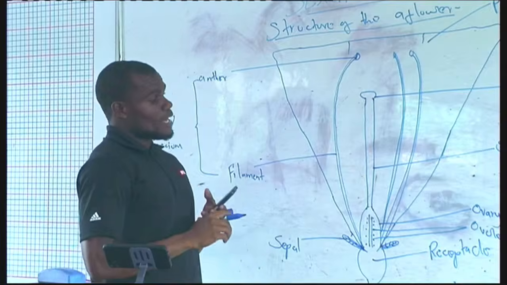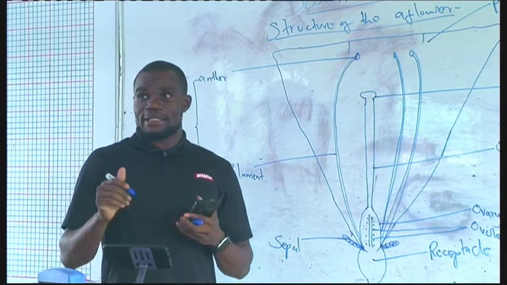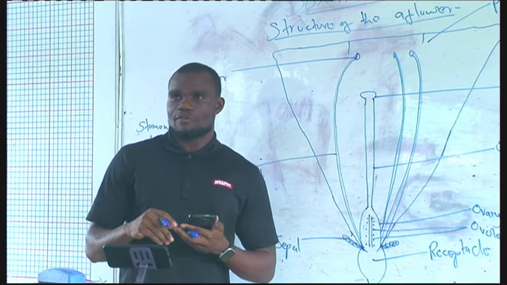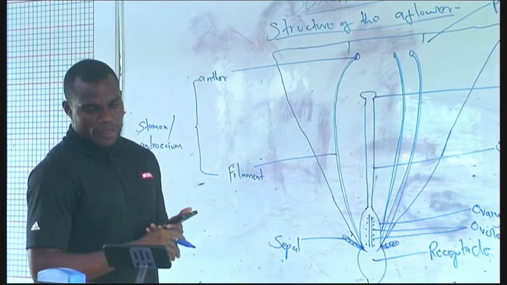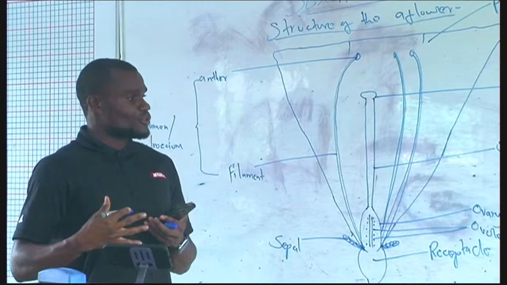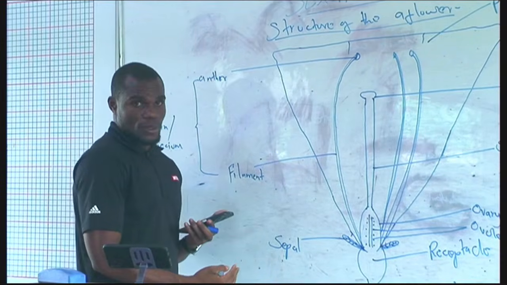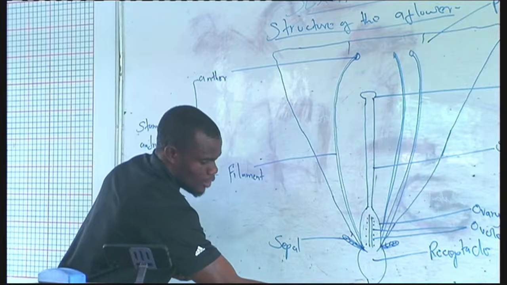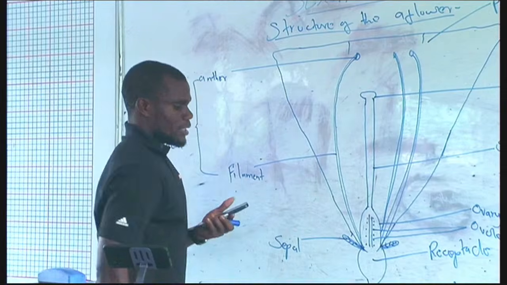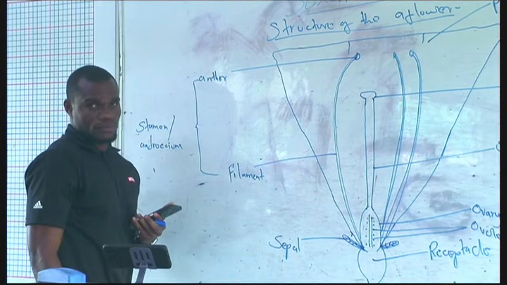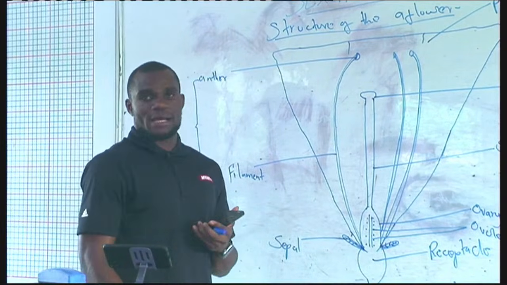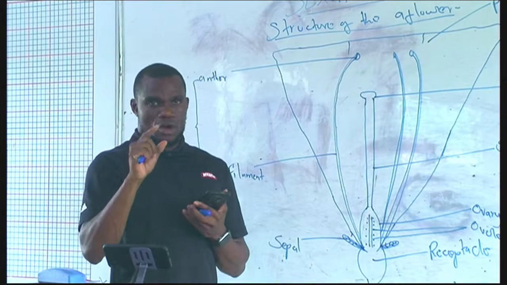and it is the part of a flower that supports the flower in position for pollination. So this is the part that supports the flower and holds it in position. And then above the pedicel we have the receptacle, which is found at the apex of the pedicel.